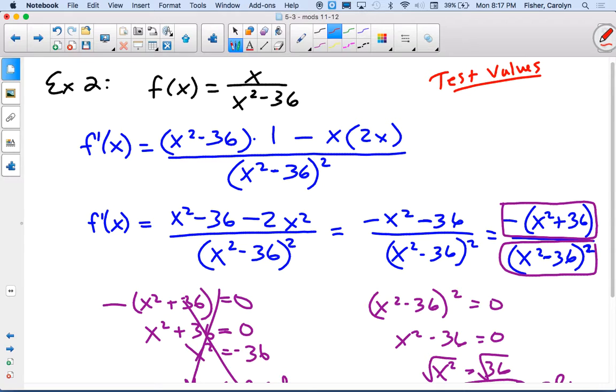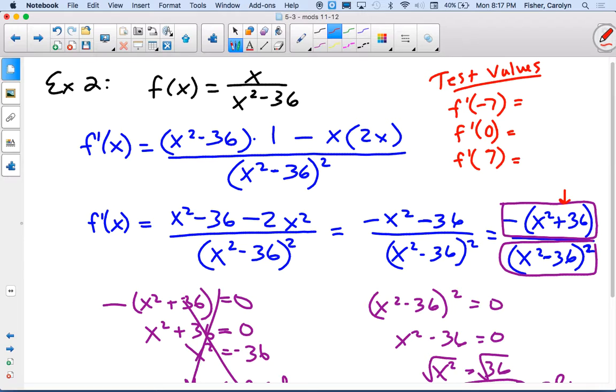So my test values for my first derivative, I'm really using this simplified function right here. I'm going to find my derivative when I'm lower than negative 6. So let's just do negative 7. Derivative when I'm in between negative 6 and positive 6, I always like 0, usually an easy choice. And then I'm going to have to go positive 7. And again, I'm just looking for signs.